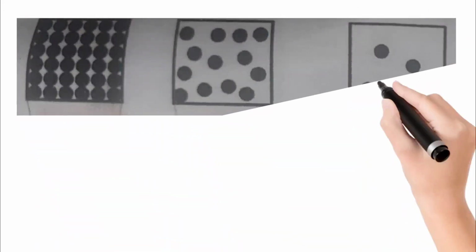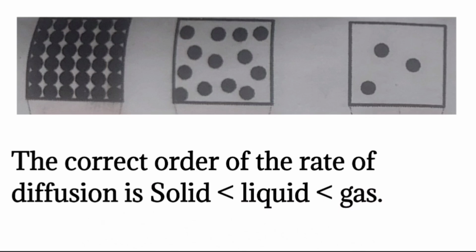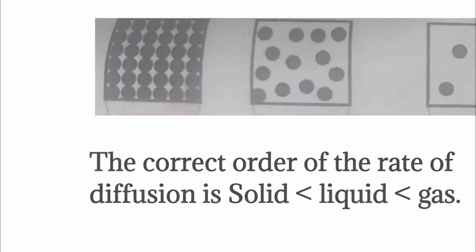Now the next one is the correct order of the rate of diffusion. What is the rate of diffusion? In which you will find more diffusion and where you will find less diffusion. Diffusion means spreading. In gases you will find more diffusion. In liquids it is less, lesser than gas. Then in solids the diffusion is very less.